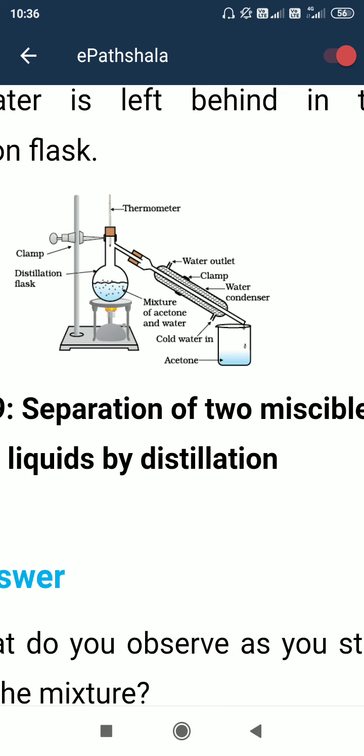When the acetone comes to this low temperature region, the evaporated acetone gets converted to liquid form again because of the low temperature. After releasing some heat, it is collected in the beaker. The water remains inside the distillation flask. This is the mechanism.